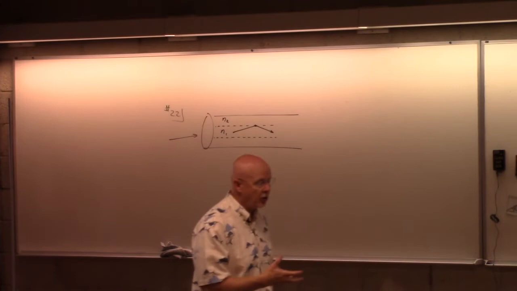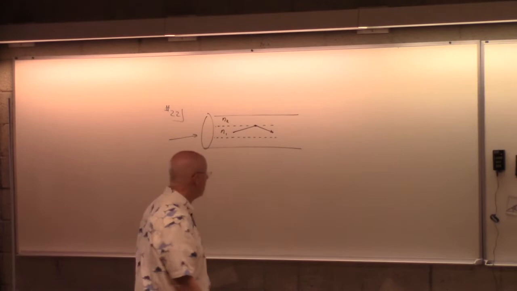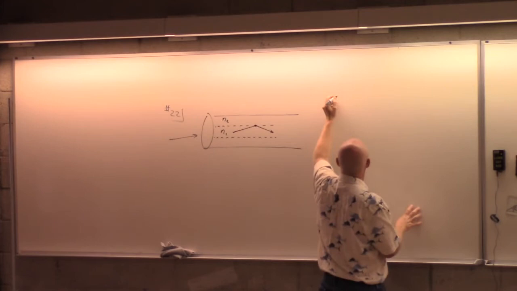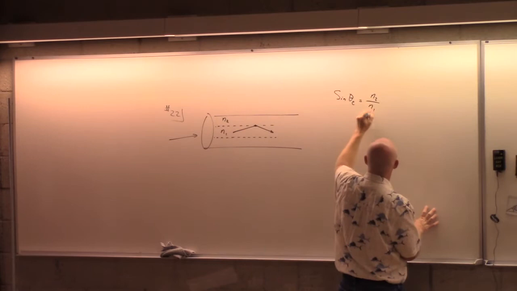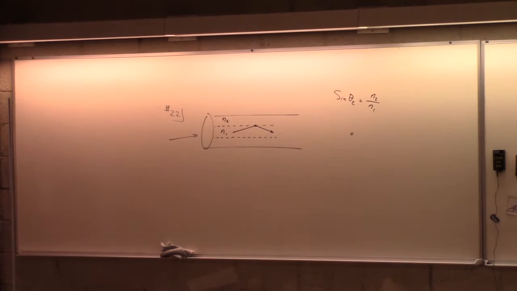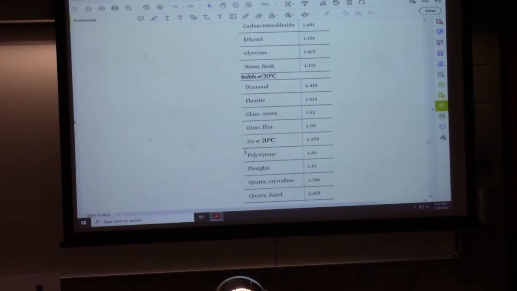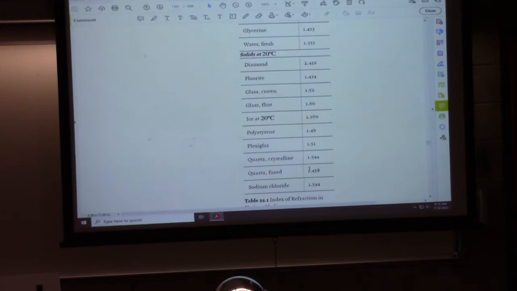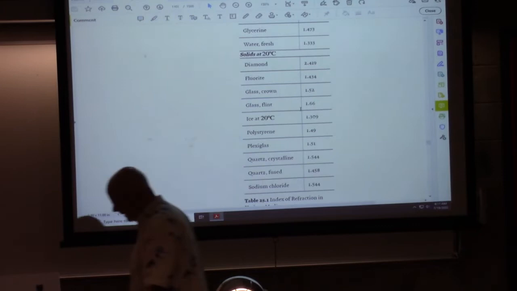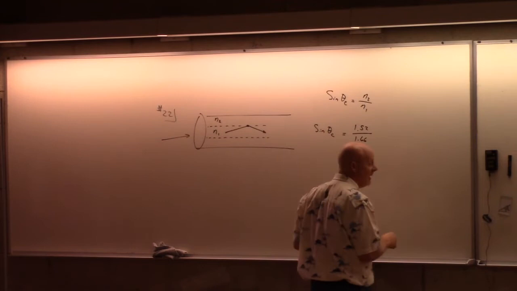All right, so the crown glass, we need to look that up too, but that's probably about a 1.51, somewhere in that category. And I guess I erased the formula I worked out, but it was the sine of the critical angle was N2 over N1. So let's go back to our table here on about page 1100, and look up our two glasses. So our crown glass was 1.52, and our flint glass 1.66. All right, so I'm going to put over here 1.52 and 1.66.